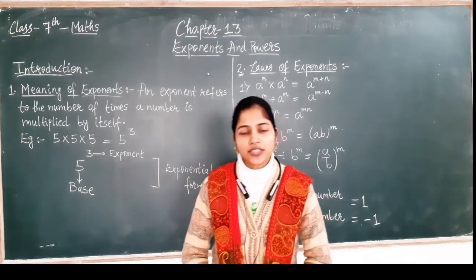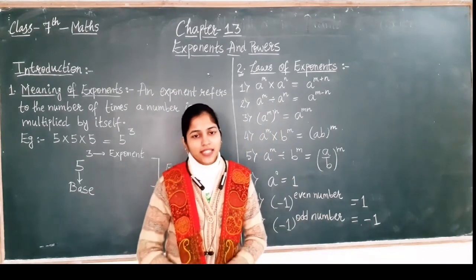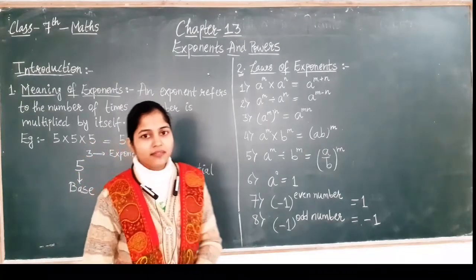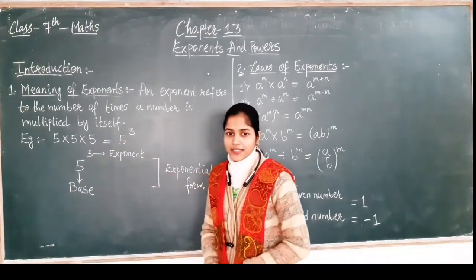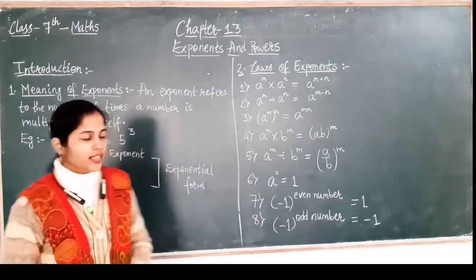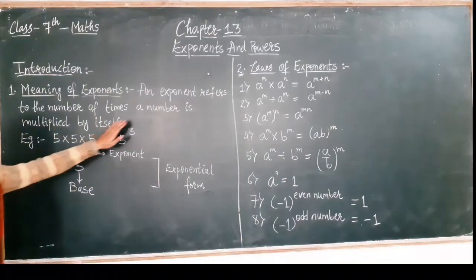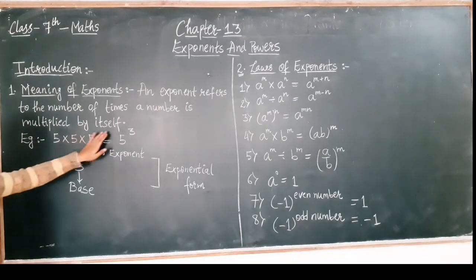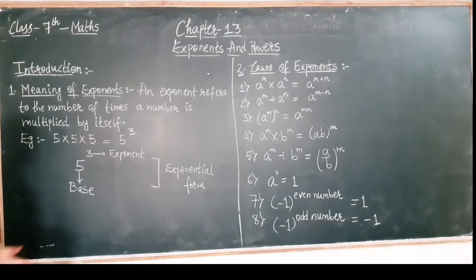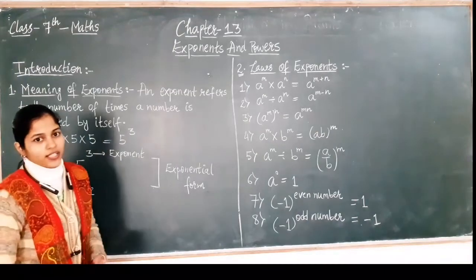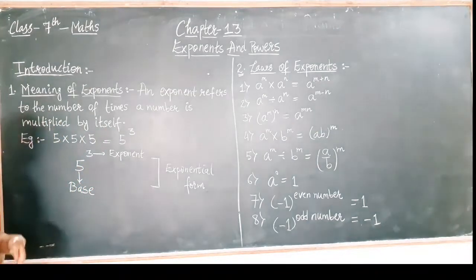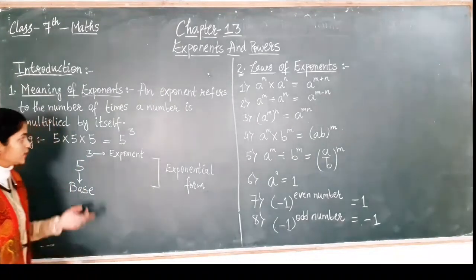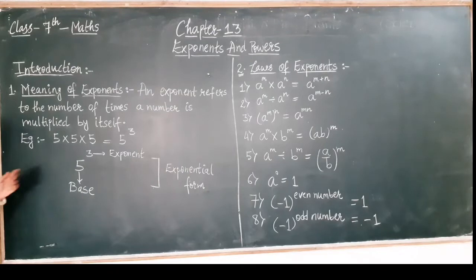So today we are going to start a new chapter in math, that is chapter 13, and the name of the chapter is exponents and powers. So first let us understand the meaning of exponent. The meaning says an exponent refers to the number of times a number is multiplied by itself. So in simple language we can say it is when we multiply a number by itself again and again. Okay, so that is known as an exponent.